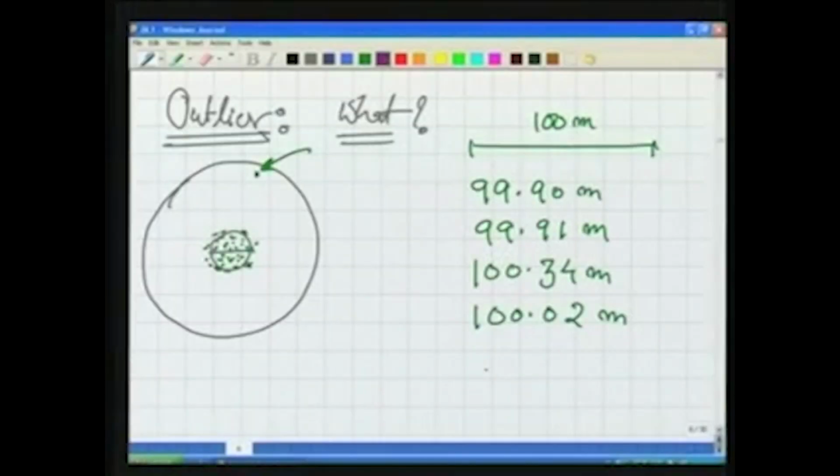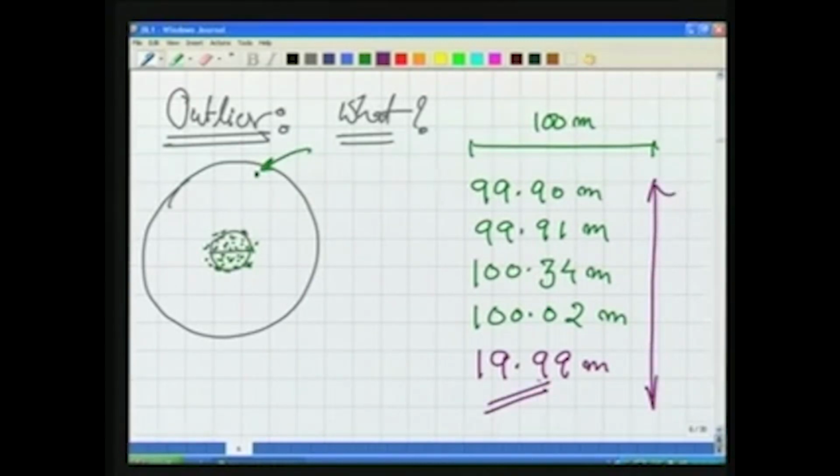If you end up with an observation which is, let us say, 19.99 meter. So what are you doing? Just by looking at your observations, you are able to say that this observation, though it is recorded in your notebook, doesn't belong to this set.